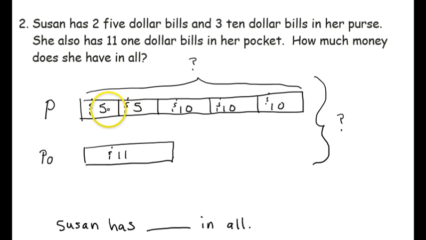We'll start by finding the total in her purse. So we have two $5 bills, that's 10, and three $10 bills, 20, 30, 40. So she has $40 in her purse. And we need to combine that with the $11 in her pocket. Well, 40 plus 10 would be 50, and one more would be 51. So the total of the two tapes is $51, and that tells us that Susan has $51 in all.